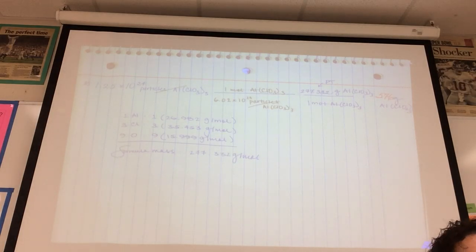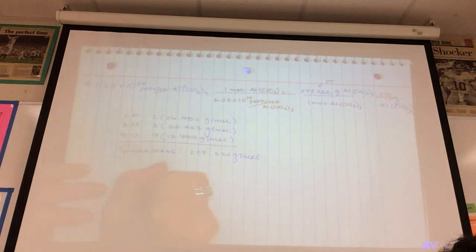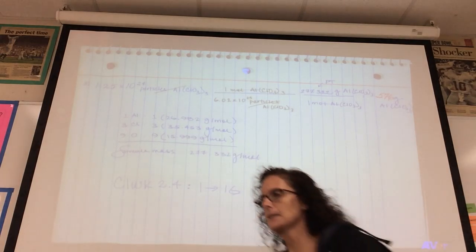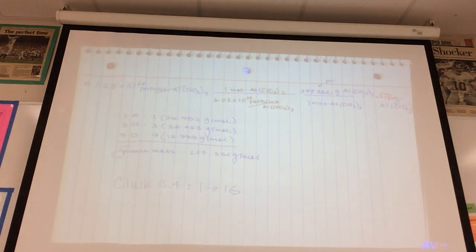Pretty straightforward. I'll let you try number 4. And then in your classwork, you should have worked through number 12, and now you can work through number 16. So for tomorrow, I'd like to see numbers 1 through 16 done, and you can spend some time today doing that. 13 through 16 is exactly like what we did today. You have to understand formula mass and molecular mass to do percent composition.